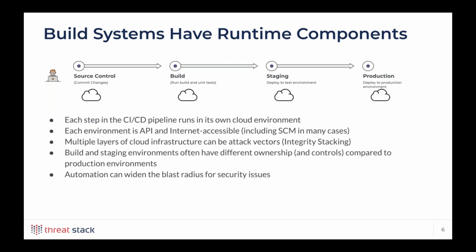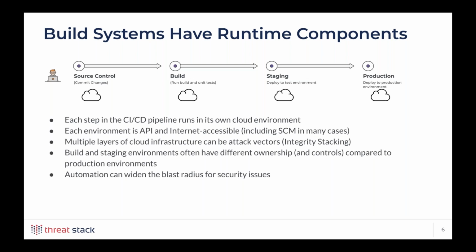And each of these environments is API and internet accessible, including your source control system in many cases. Now, these are placed in a way that they're easily accessible. Of course, you want developers to have easy access to your source control system. And obviously, if running in public cloud, your build, staging, and production environments are API and often internet facing.